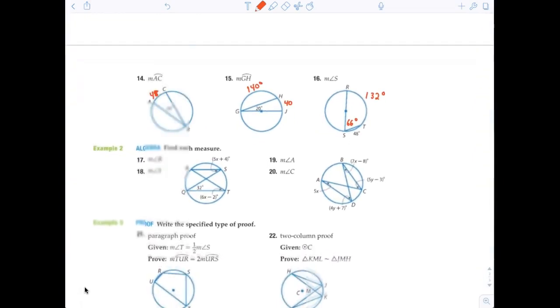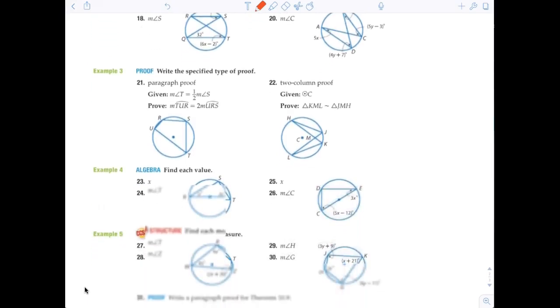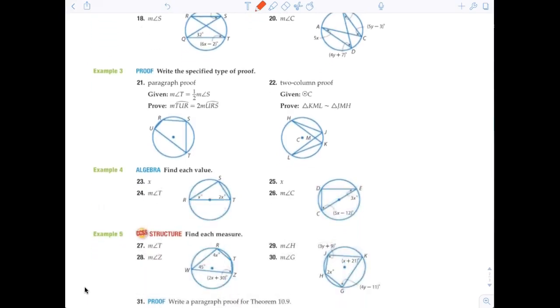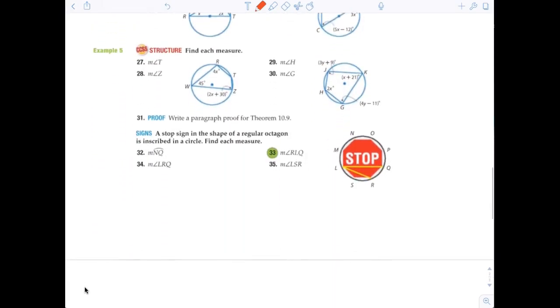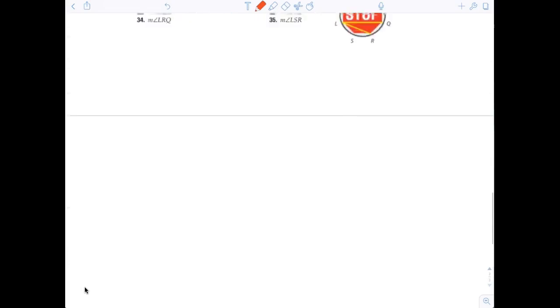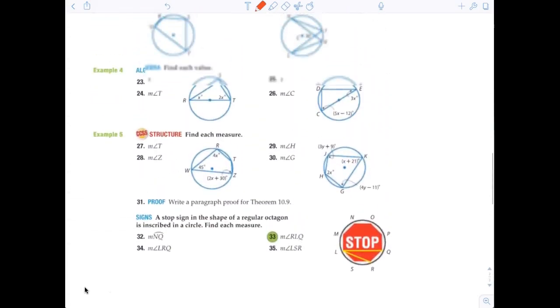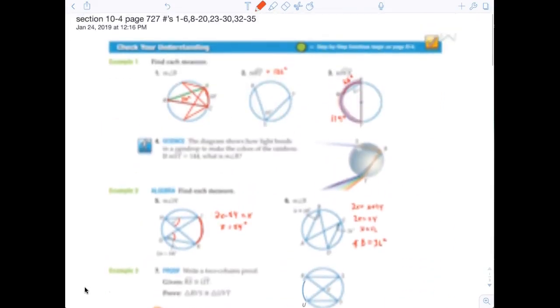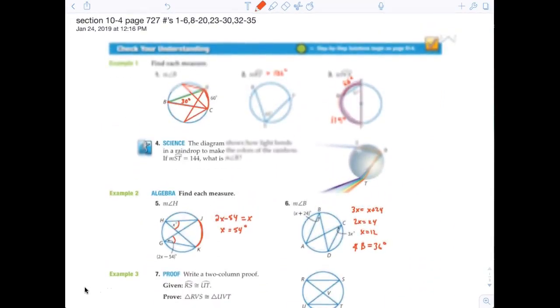I'm trying to see if there's anything hard here. I don't really think there is. All right, there you go. I think that's enough. You guys can finish up now on your own. And again, I really think you should be done before you leave here.